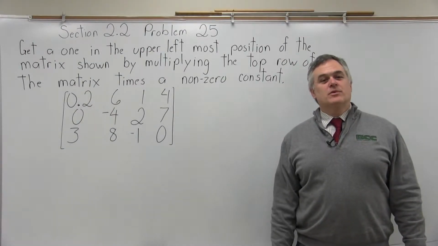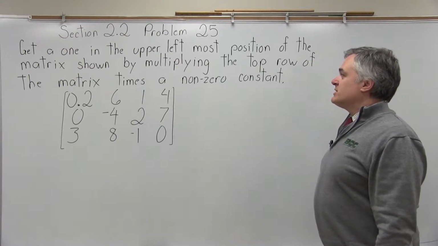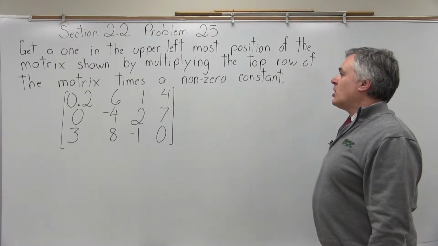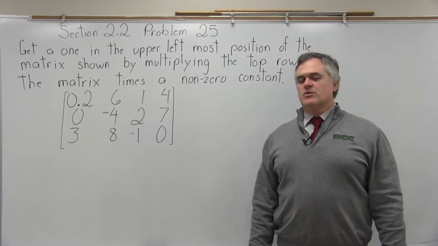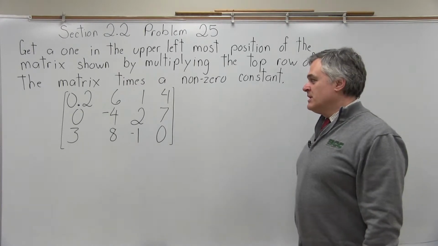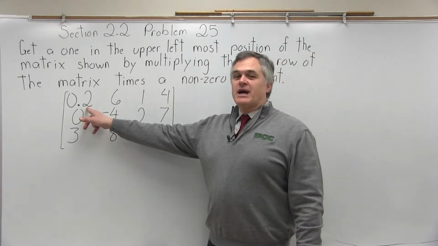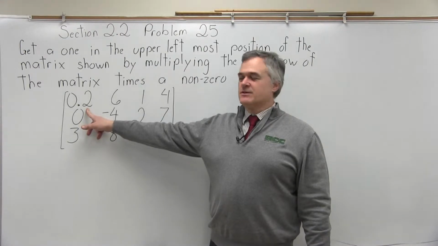This is Section 2.2, Problem 25. It says get a 1 in the upper leftmost position of the matrix shown by multiplying the top row of the matrix times a non-zero constant. So in other words, multiply the top row times any value that's not 0. You can't use 0. So in the upper leftmost position, I have a decimal. That's what makes this one a little weird, a little different than the others.